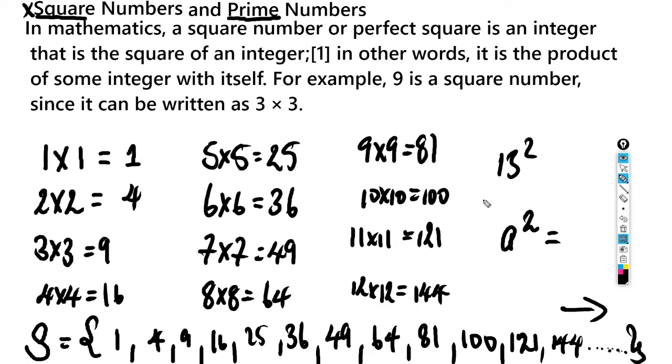And that's pretty much what square numbers are. It's just a number squared. So 2 squared is equal to 4. Anytime you multiply a number by itself, it would be considered a square number. Not too bad. All right, so let's move on to prime numbers.